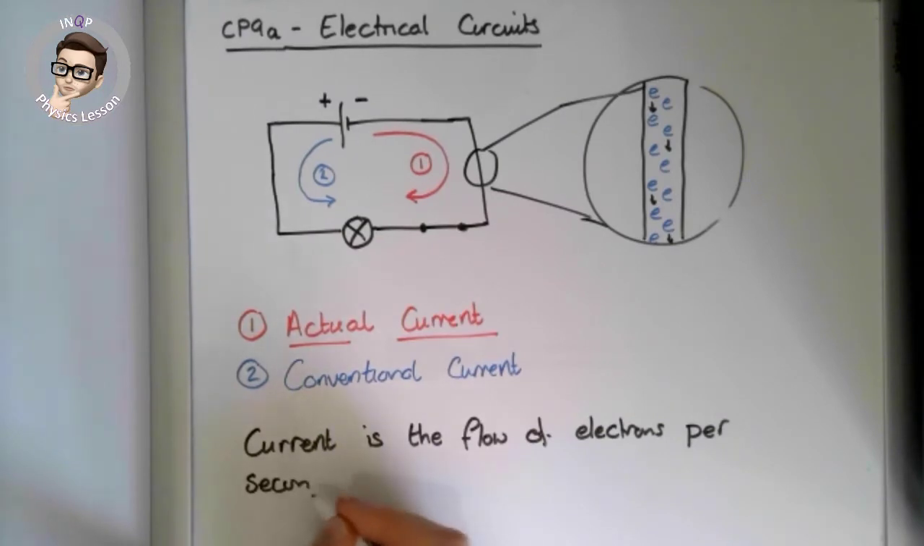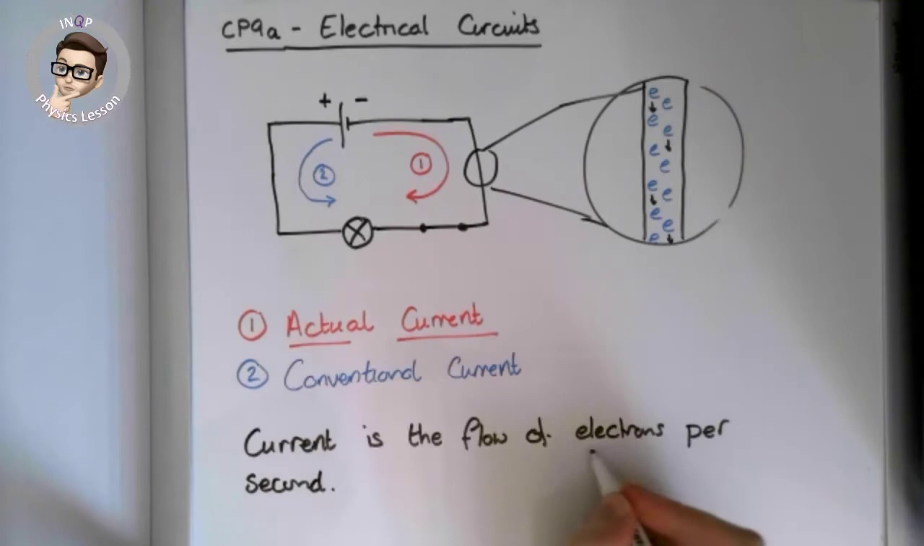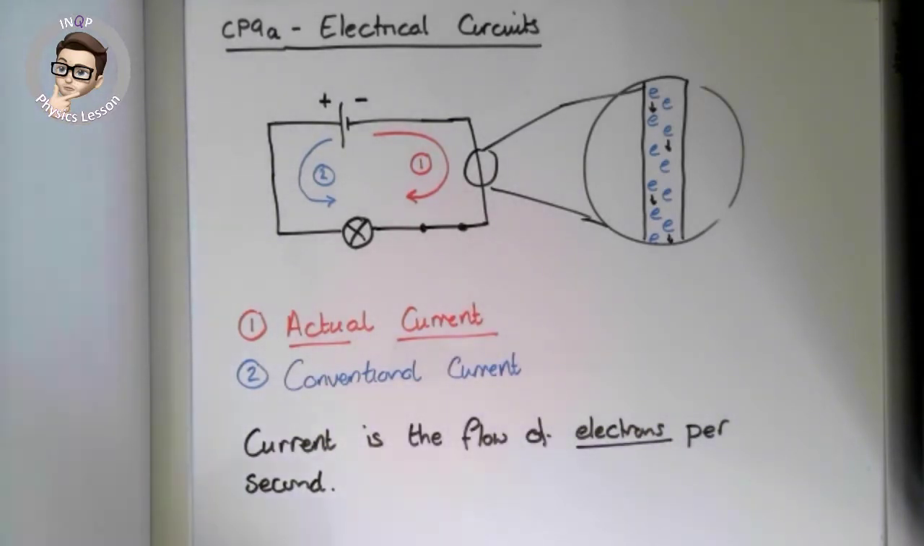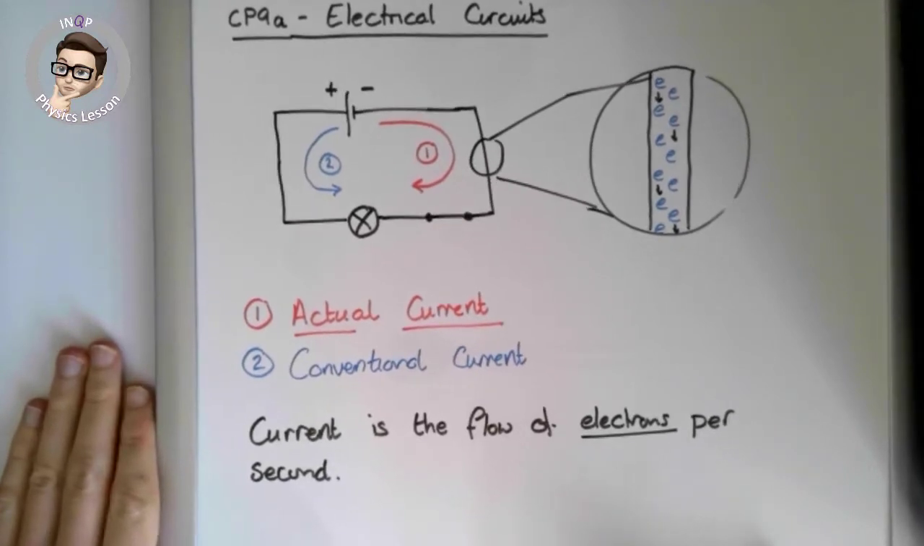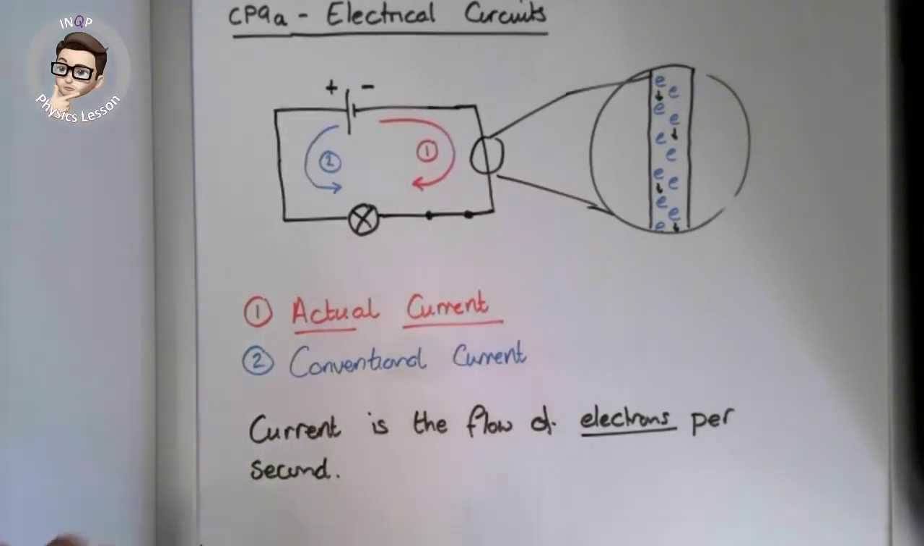We could change this, and we'll learn this when we come back to a bit of chemistry later on. But because in our wire it's electrons that move, that are our charged particles, that is what we define current as. But anything that's charged could be our current.